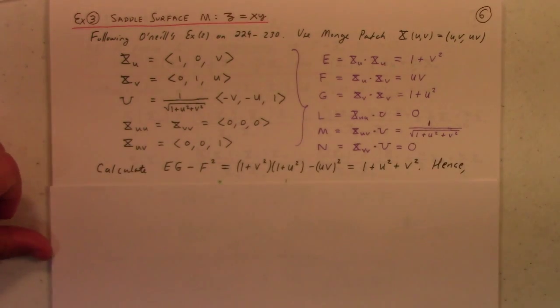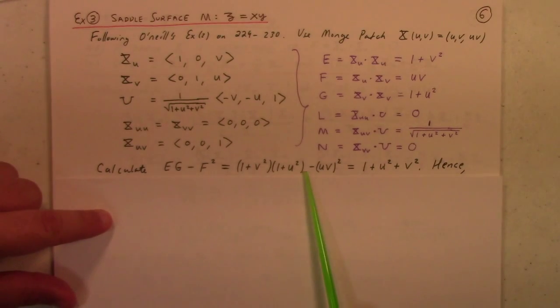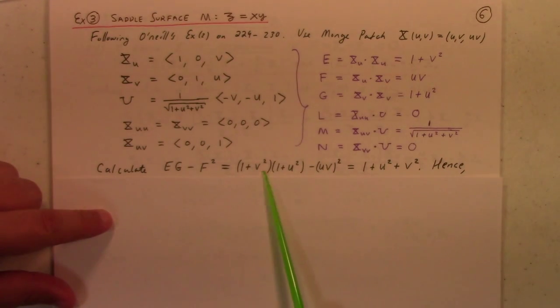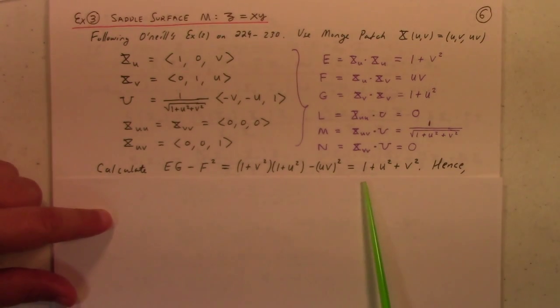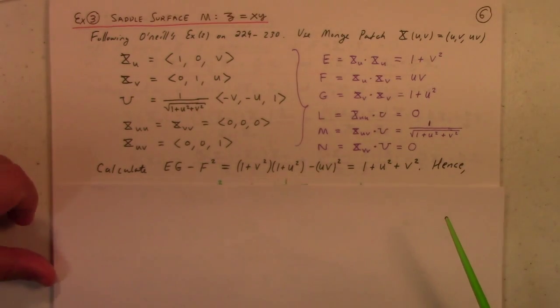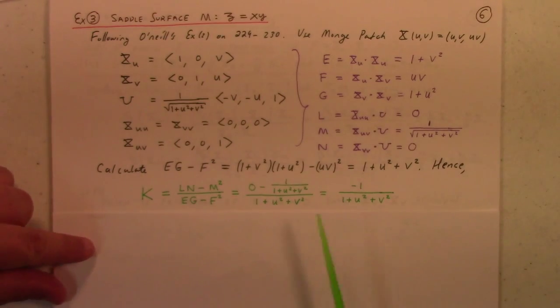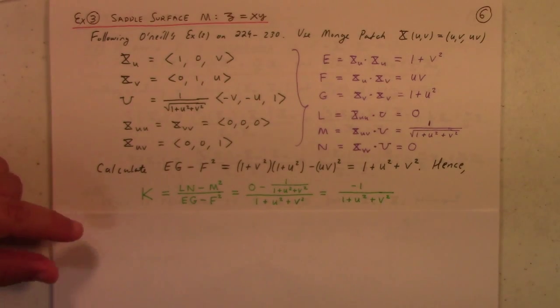Lovely stuff. So you can calculate the W squared, or EG minus F squared, and when you multiply this out, you get 1 plus U squared plus V squared plus U squared V squared minus U squared V squared. So the U squared V squared terms cancel, and it just leaves you with 1 plus U squared plus V squared, like that. And so this allows us to calculate the Gaussian curvature. Again, using our alphabet soup formula, it works out to this lovely beast.